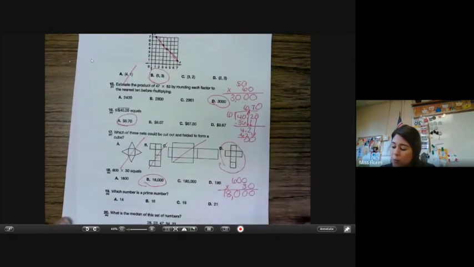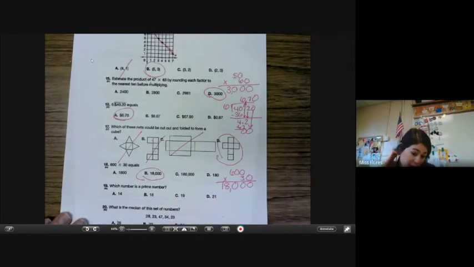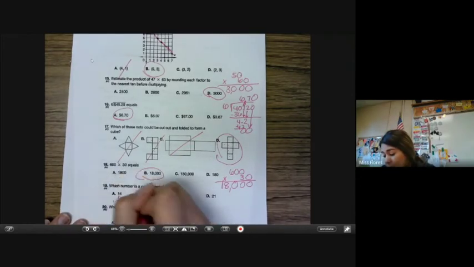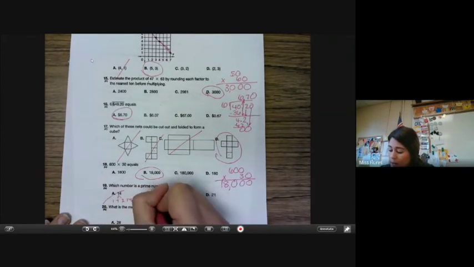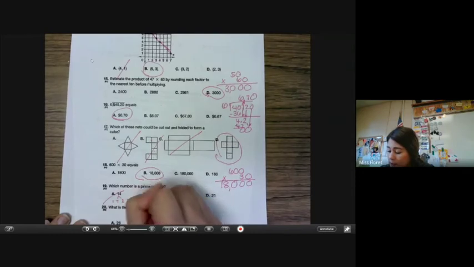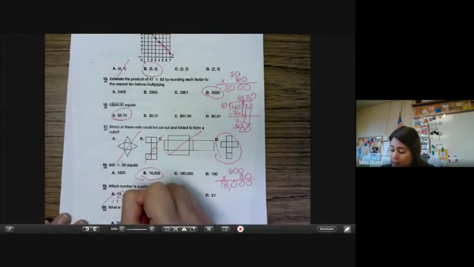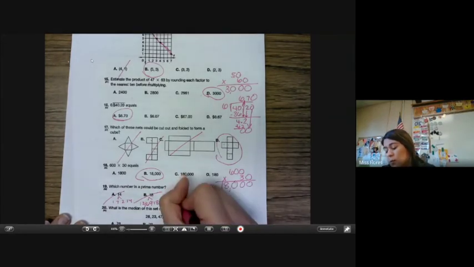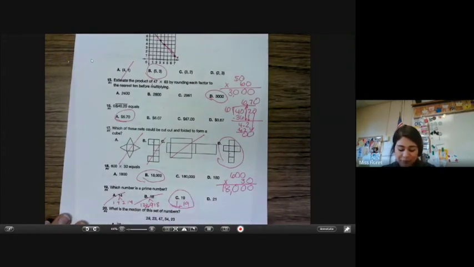19. Which number is a prime number? Okay, remember prime means itself and 1 are the only factors. So what are the factors of 14? We have 1, 7, 2, and 14. Okay, so it's not A. What about 18? We have 1 and 18, 2 and 9, and we have 3 and 6 actually, so it's not 18. What about 19? What are factors of 19? 1 and 19. So our answer is C.